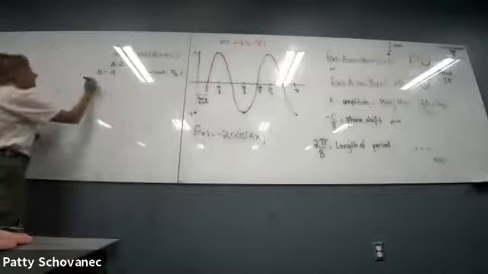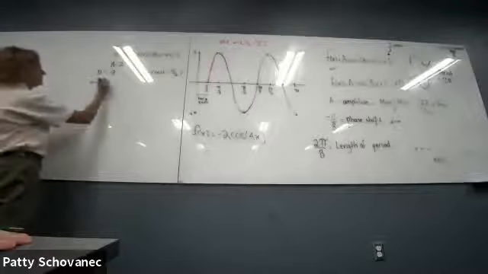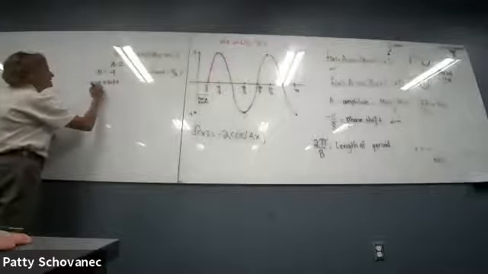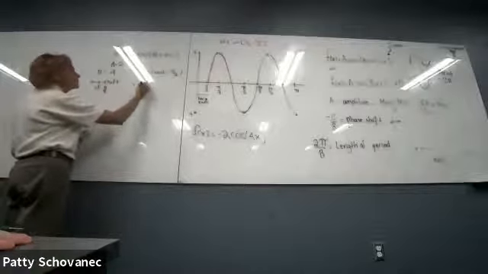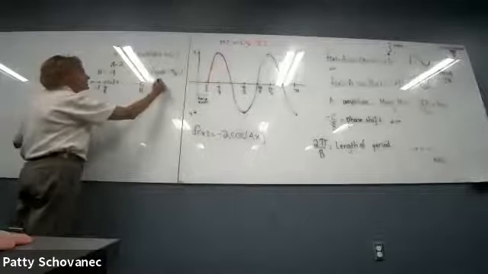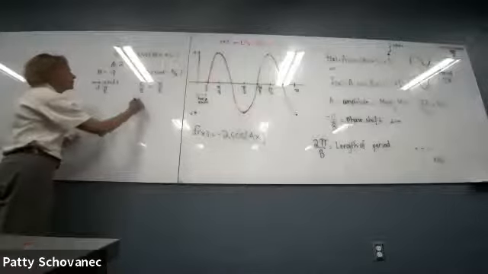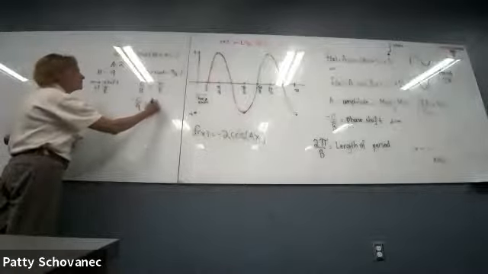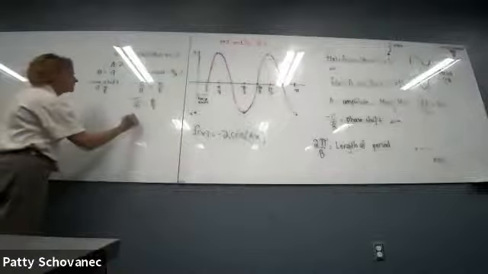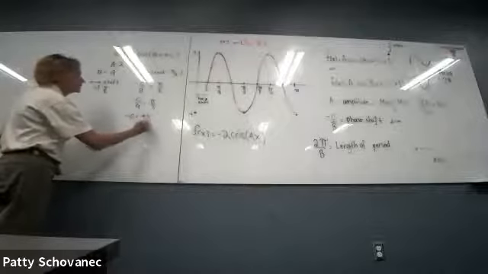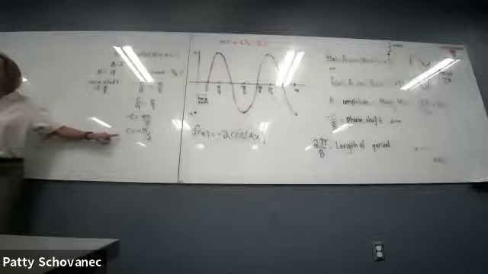But now we have a shift that way of pi over 8, which means minus C over B has to give us pi over 8. We said B was 4. So we're going to take this equation and solve it for C. And you shouldn't be surprised that it's pi over 2.